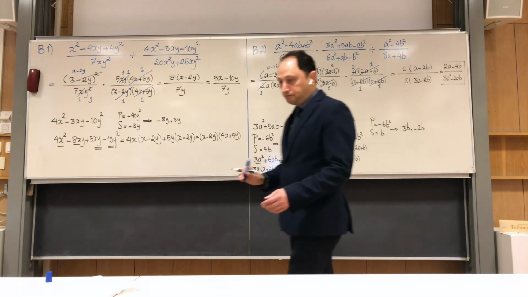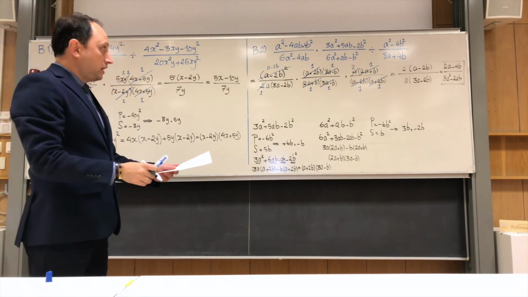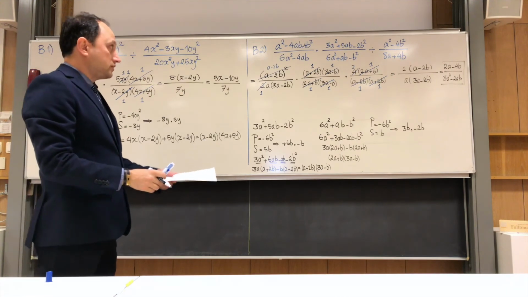Let me check. The answer I provided was the same. So 2a minus 4b over 3a squared minus 2ab. Yes, that's also correct.